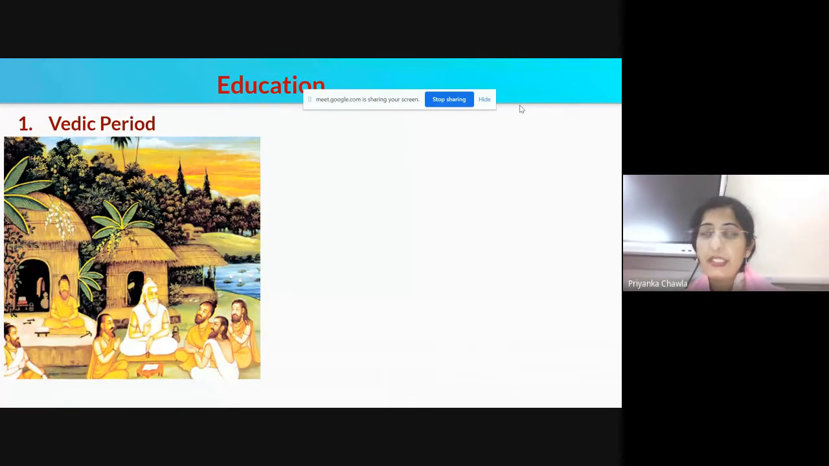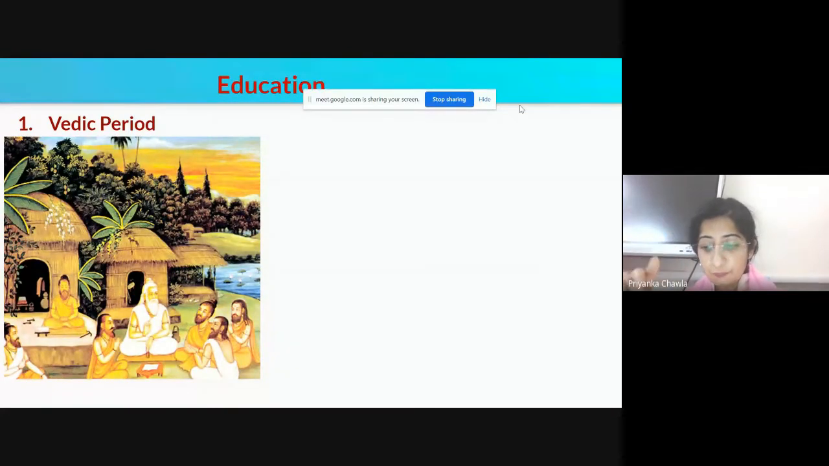Earlier, education was commenced under the supervision of gurus. There were no special classrooms available, no labs were available. The students used to go to the house of the guru, which was called Nilayan. They used to sit under the shade of the trees.